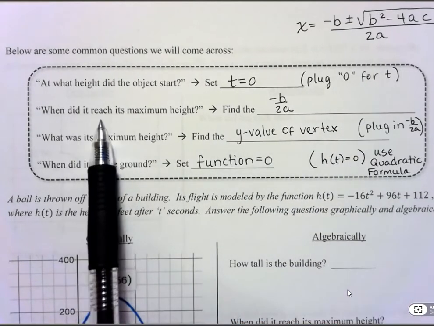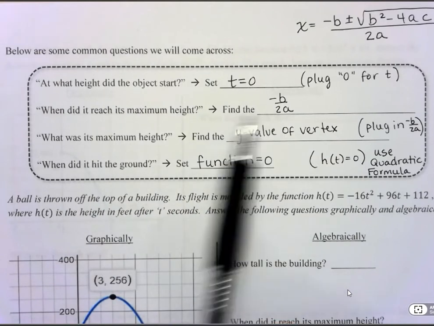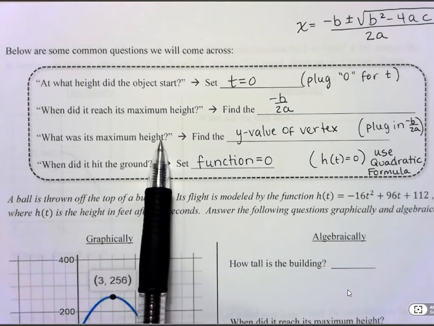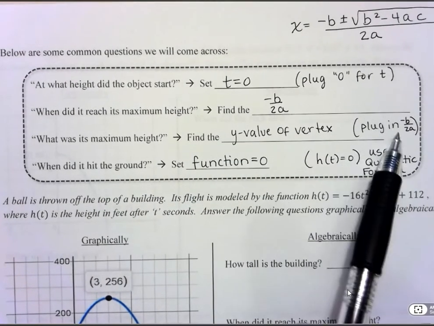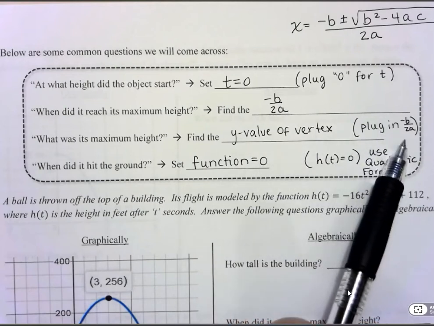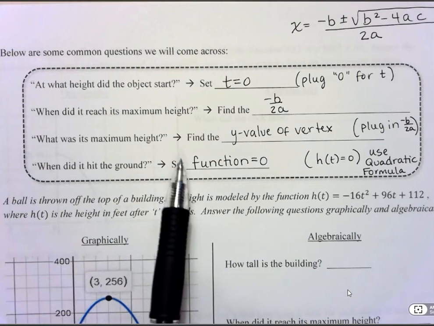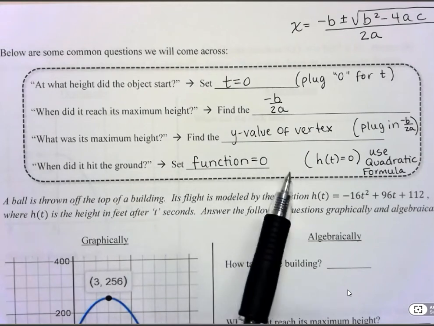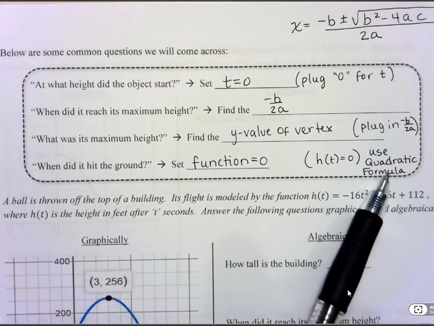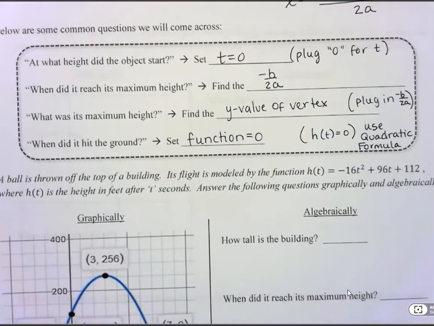When they ask you when does it reach the maximum height, you're going to find negative b over 2a. What was the maximum height? By finding the y value of the vertex, you're going to plug negative b over 2a into the function. When did it hit the ground? That's when the height equals 0 again. So you're going to set the function equal to 0, and at this point I recommend that you use the quadratic formula.